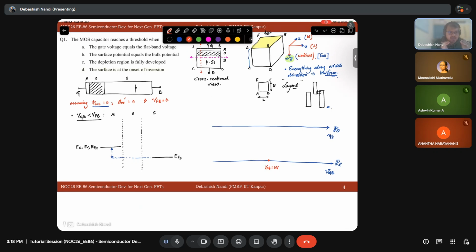Understand that Fermi level defines or determines the average electronic energy in the system. Fine. Now I am applying negative voltage at the gate. So what will happen? The average electronic energy will increase or decrease. Anyone?